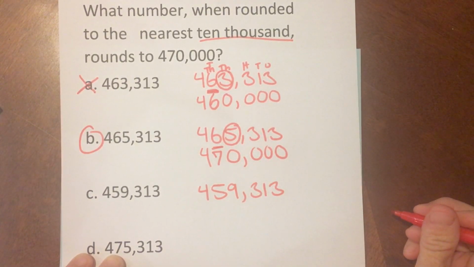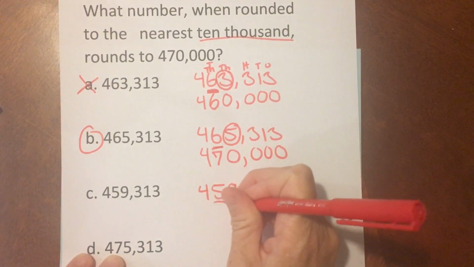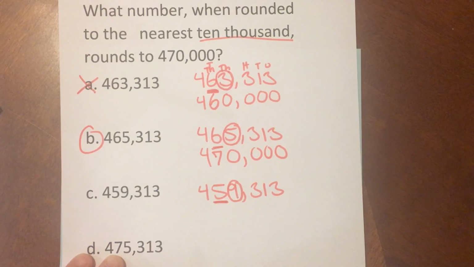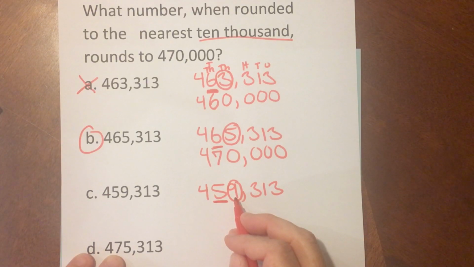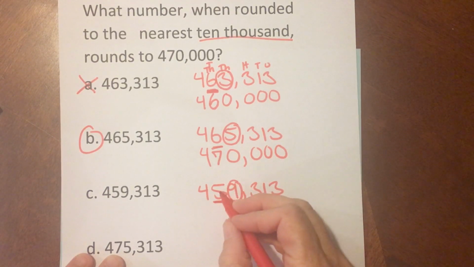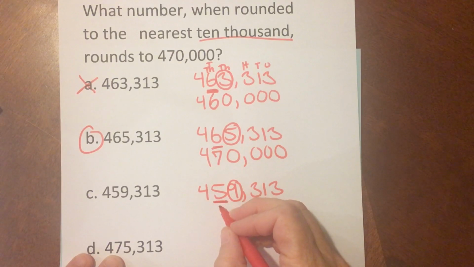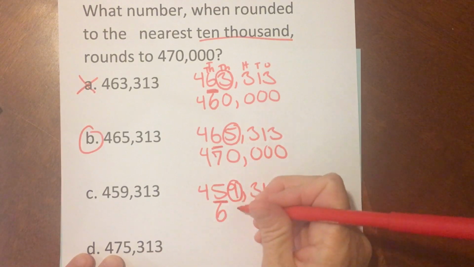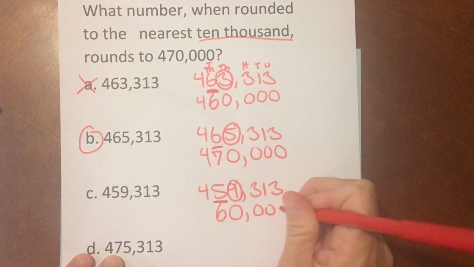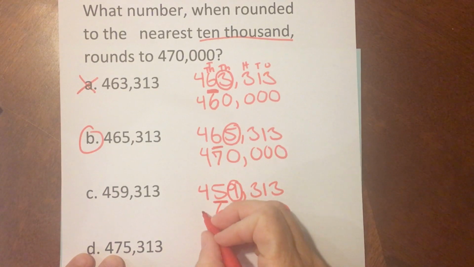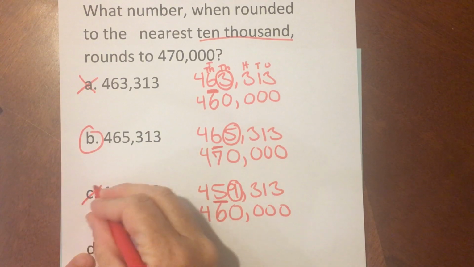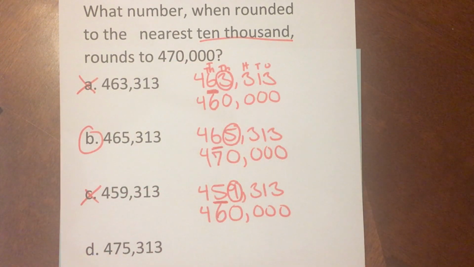459,313. Okay, step 1, underline the digit you're rounding to. Step 2, circle your digit to the right and he becomes your bossy neighbor. So he's going to say, I'm a 9, so go up the line. So if this 5 goes up the line, it's going to become a 6. Step 3 is everything to the right becomes zeros. And step 4 is everything to the left stays the same. So this is not my answer because they wanted it to be 470,000.